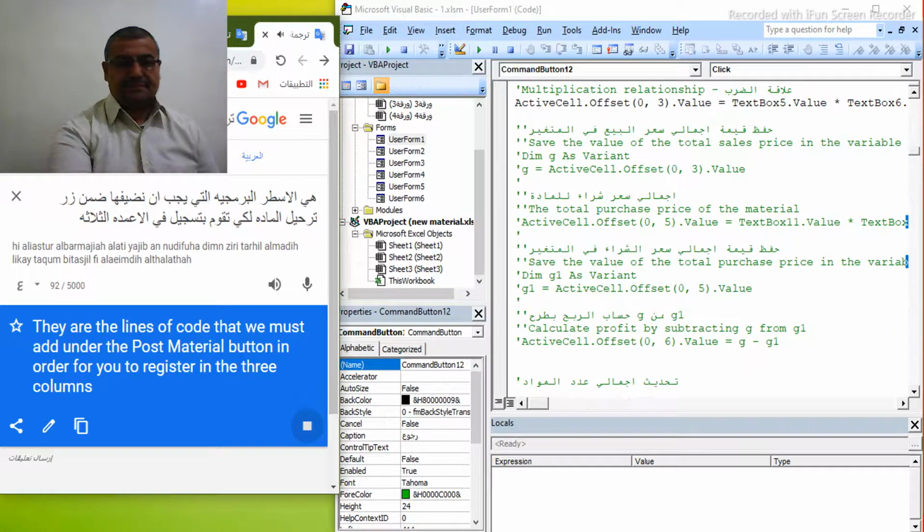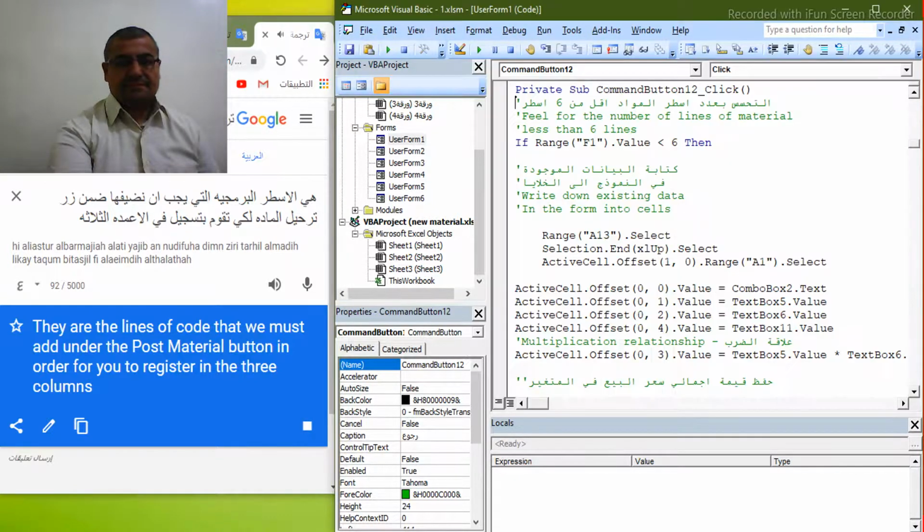These are the lines of code that we must add under the Post Material button in order for it to register in the three columns.